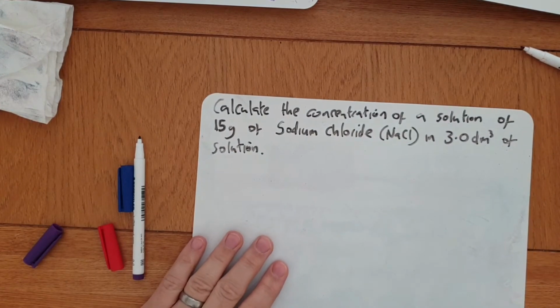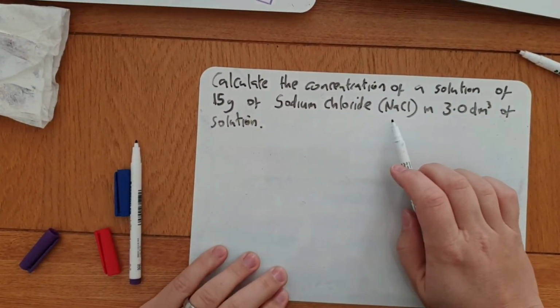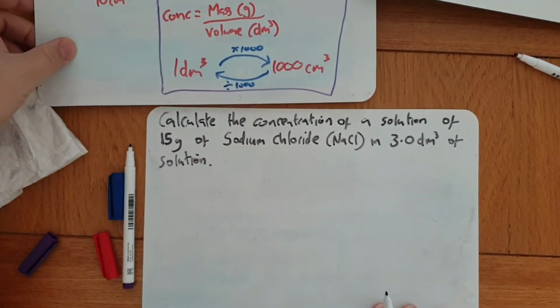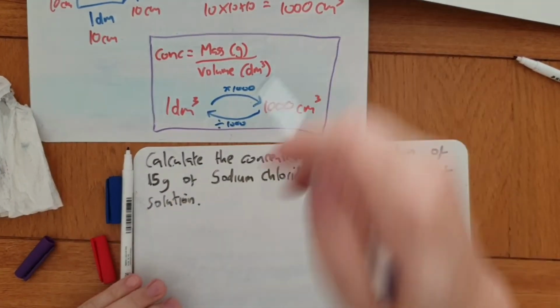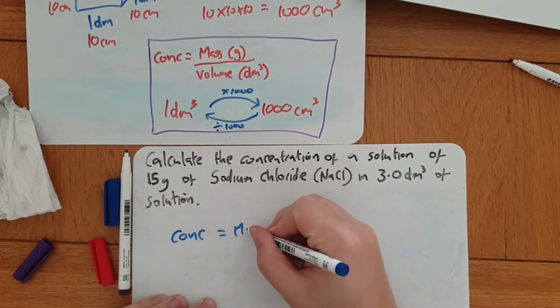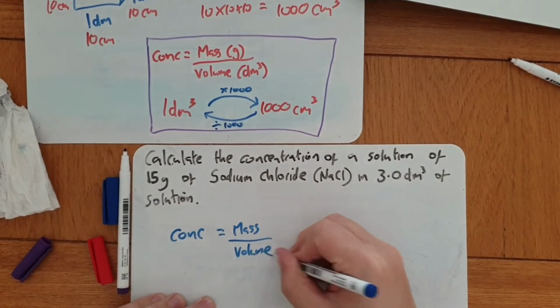Calculate the concentration of a solution of 15 grams of sodium chloride, which is NaCl, in 3 decimeter cubed of solution. So we go back, we look at our notes. Move it down so you can see it. So first step, let's write the formula out. So we have concentration equals mass divided by volume.